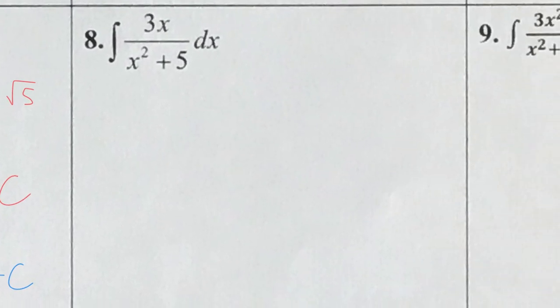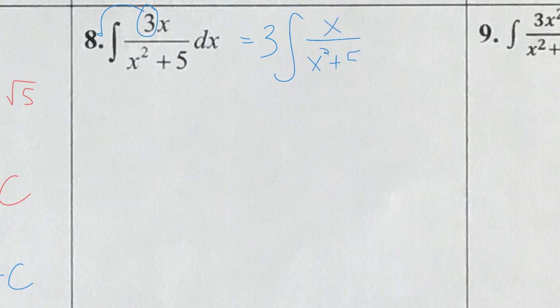Over here, the first thing we're going to do is take this 3 and bring it to the front. So we're going to have 3 times the integral of x over x squared plus 5 dx. Now this is an excellent one for u substitution because you notice that the numerator is basically the derivative of the denominator. If the top is the derivative of the bottom, u substitution is a really fabulous thing to use. So we're going to let u be x squared plus 5, so du is 2x dx. So we have du over 2x.